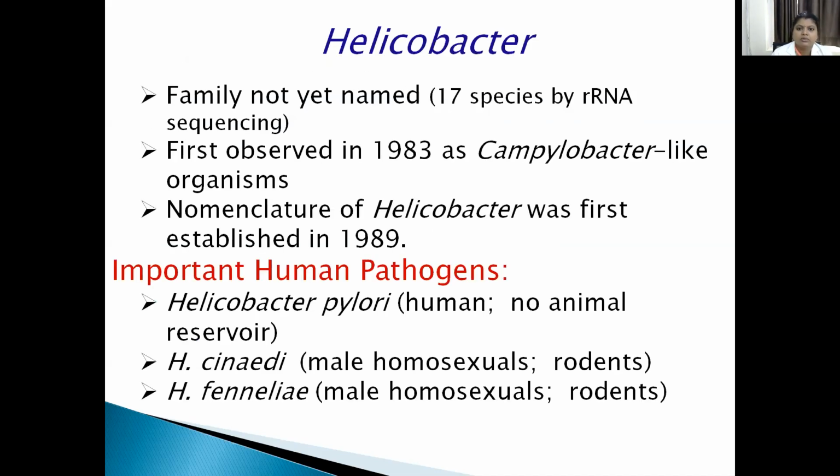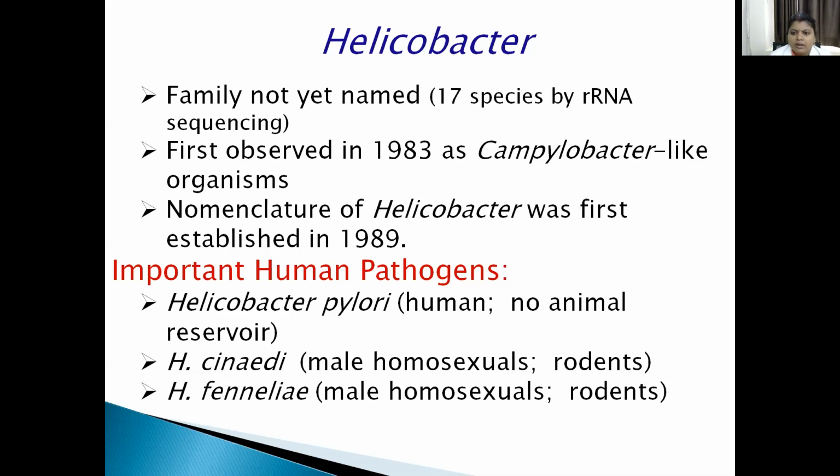Next, the most important one is Helicobacter. These Helicobacter are spiral organisms. Previously it was considered Campylobacter pylori. Because of some differences, it was redesignated as Helicobacter pylori. Even though it is present in other areas of the stomach, the most common site is the gastric antrum.